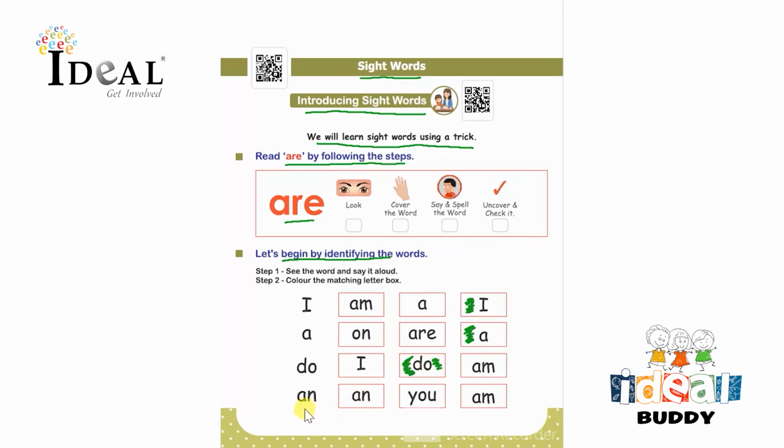And the last sight word is N. Here it is given N, U, M. So this is the correct letter box and they again have to color it.